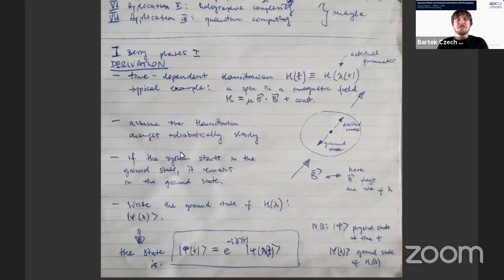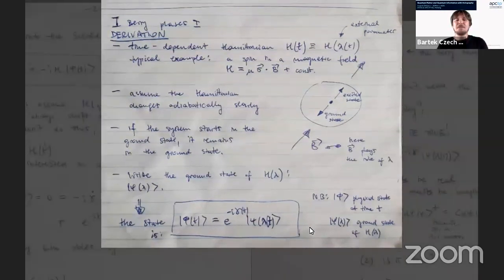Because the system starts in the ground state and it remains in the ground state due to the adiabatic theorem, if the Hamiltonian is changing slowly, the state at any time can always be written in this form. It is the psi of lambda plus up to some extra phase, which is undetermined right now. This is what we can write down for the state without knowing anything, just by the adiabatic theorem.